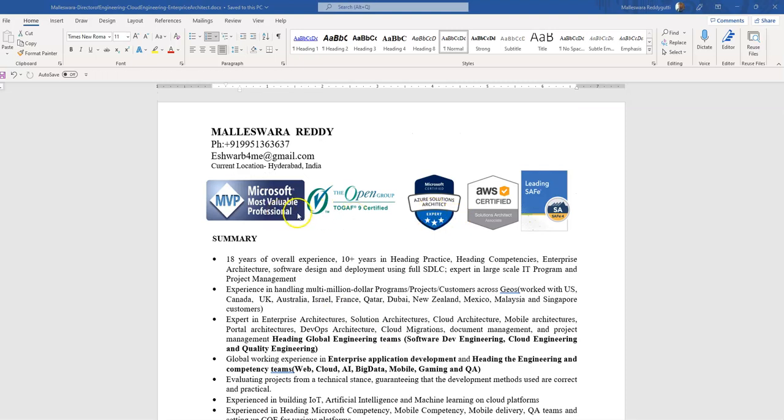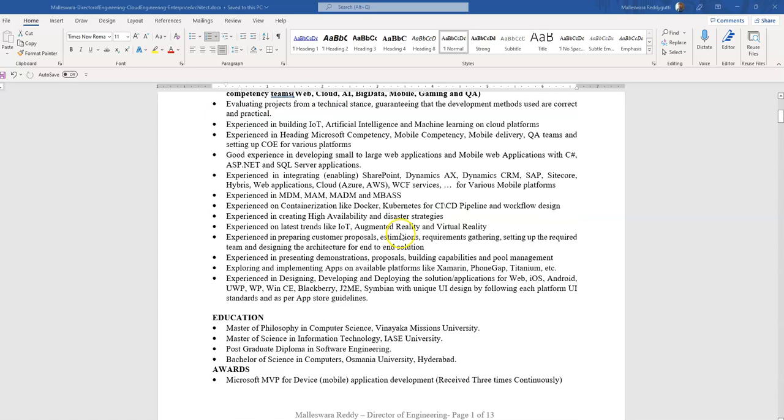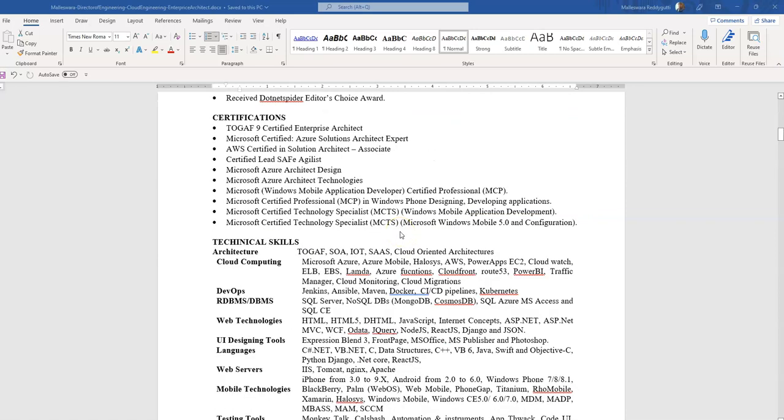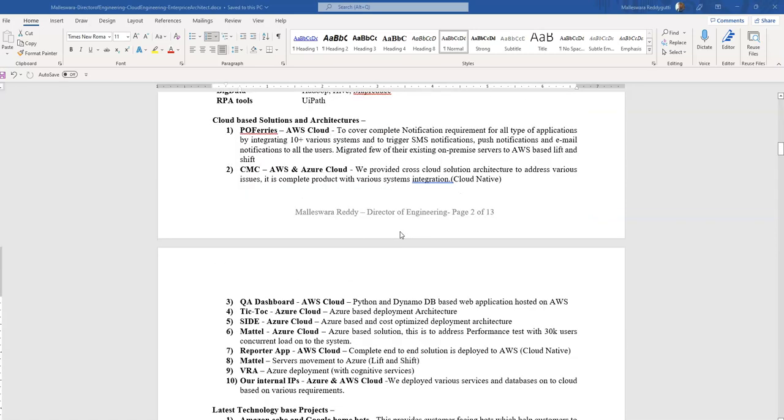Moving to the top area, a few people may not prefer to mention things in the form of icons, but I prefer it because I want to give a clear picture of what I am in terms of the awards and the certifications. As soon as the reviewer picks up my CV, he will immediately give attention to those icons to understand what I am all about.